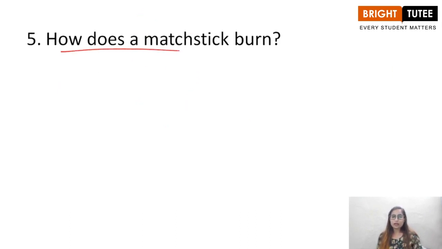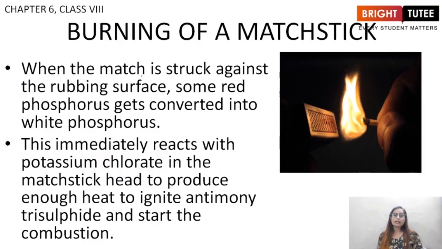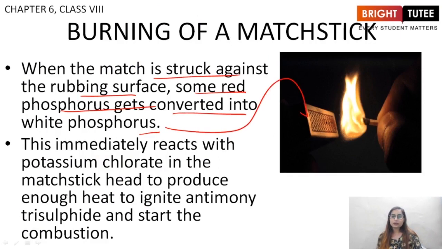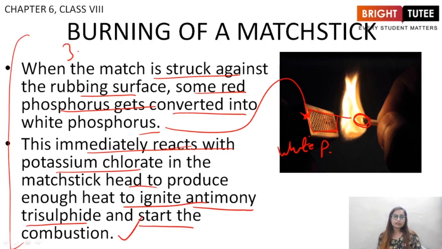Fifth question, how does the matchstick burn? Now this is a lengthy answer for this question. When the match is struck against the rubbing surface, some red phosphorus present on the box gets converted into white phosphorus. Then this immediately reacts with the potassium chlorate present in the matchstick's head to produce enough heat to ignite antimony trisulfide and start the combustion. So this is the complete answer. This is a 3-mark question and you have to give the complete explanation.